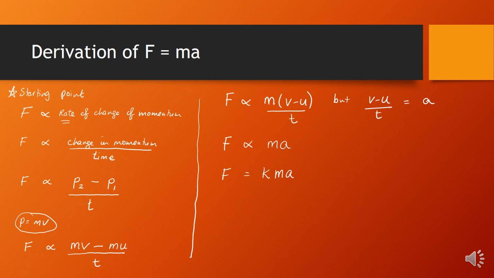Okay, and what about this k? Now, by a convenient definition of the Newton, which is the unit of force, 1 Newton is the force that gives a mass of 1 kilogram an acceleration of 1 meter per second squared. Okay, and because of that convenient definition, k is equal to 1. And so we can write F is equal to ma. And now you are finished.